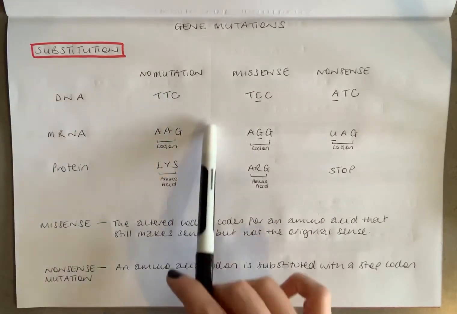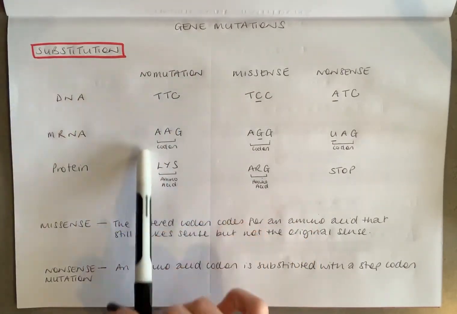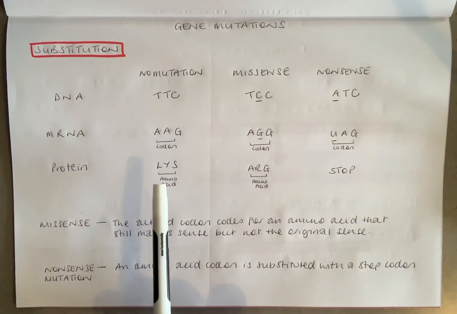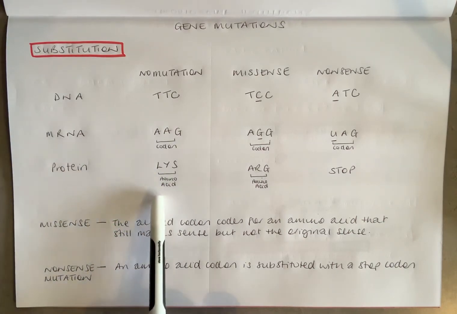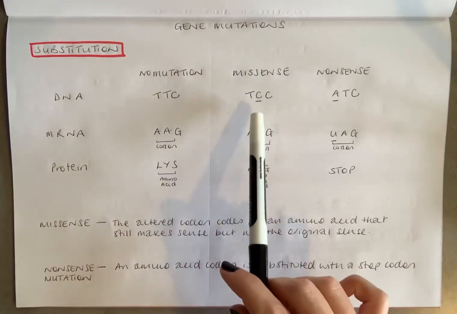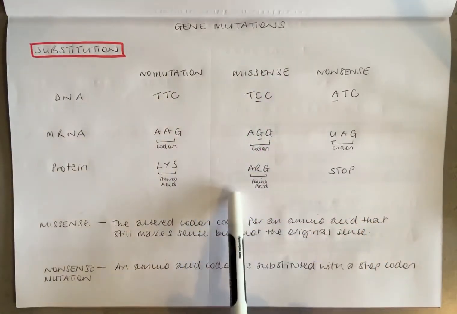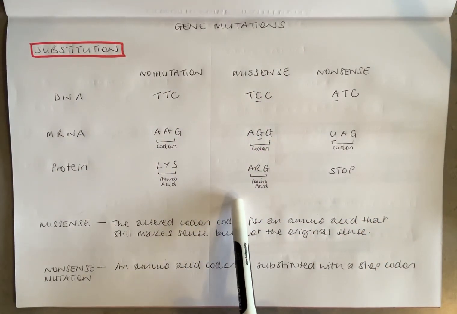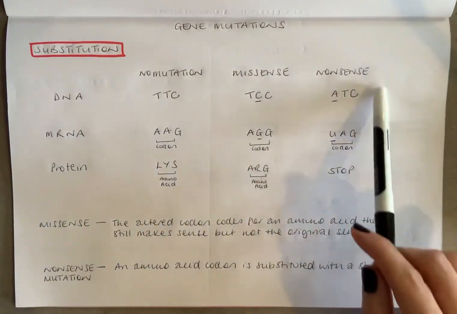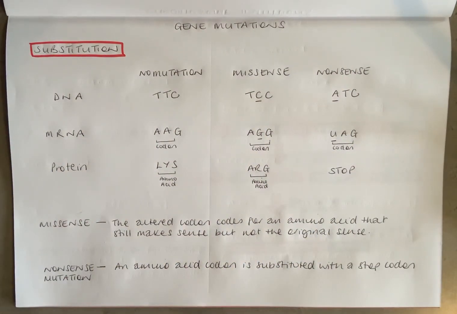So substitution mutations, this is how it works. This is our normal, what we would expect in relation to what kind of amino acid we're going to get, and what kind of protein. And then when we get a substitution mutation, we can either get a missense effect on the amino acid and protein, or nonsense. And the next one we'll look at is the third one, which is a splice site mutation.